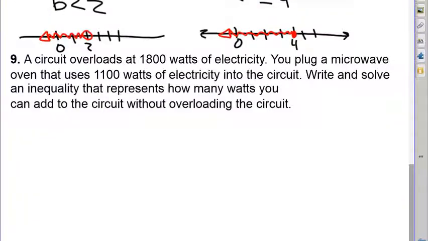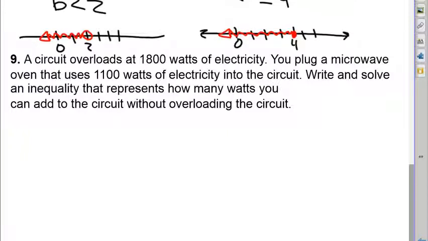A circuit overloads at 1800 watts of electricity. You plug in a microwave oven that uses 1100 watts of electricity in the circuit. Write and solve an inequality that represents how many watts you can add to the circuit without overloading the circuit.